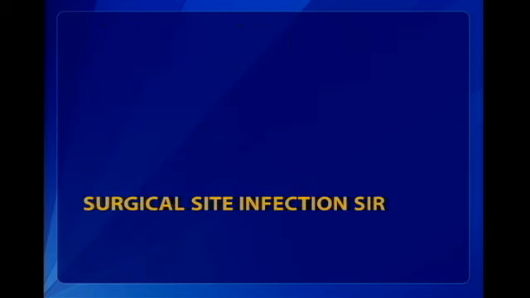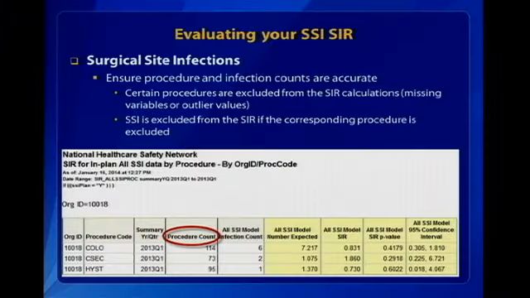So I'm now going to talk about how to review your data in the SSI SIR and ensure accuracy and quality. So it's important when you first run your SIR output to look at all of the variables we provide you and ensure that your procedure count and your infection counts are accurate or is what you would expect. Keep in mind that certain procedures are excluded from the SIR calculations, such as if they have missing variables or an outlier value. And the SSI event is excluded from the SIR if the corresponding procedure is also excluded.